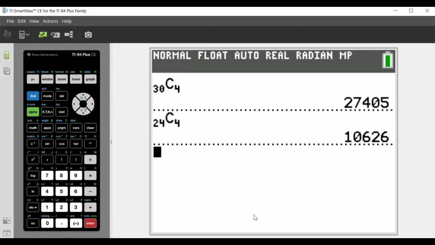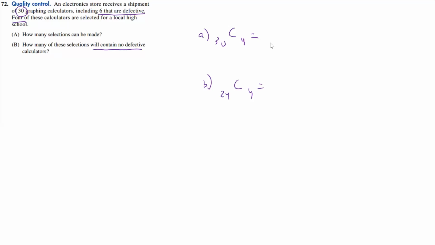And so when we do that, that gave us the 27,405, and this was the 10,626. So the key is, what are they really asking for at which point in time? How many selections can be made? Well, there's 30 possible, and we're taking four of them. This one, we get rid of all the defectives, so we subtract those out, and then we choose our four from there. All right, so let's stop there. We'll come back for some more.